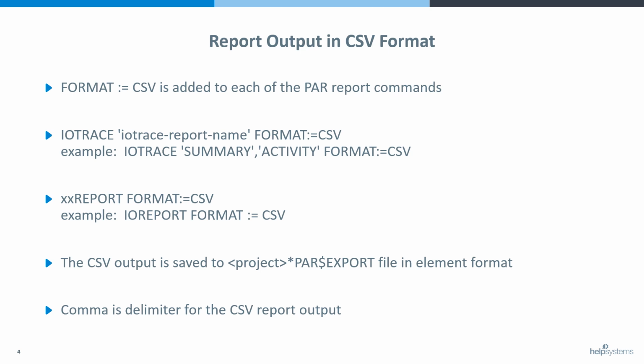The syntax for standard report is XX report format:CSV. For example, IO report format:CSV will generate the standard IO activity report in CSV report format. The CSV output is saved to the file $export in element format. The delimiter for the CSV report format is the comma.